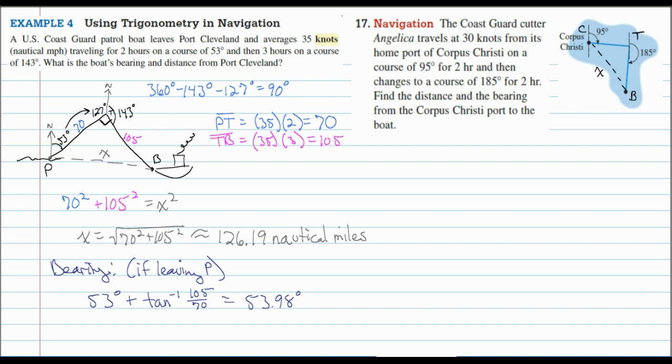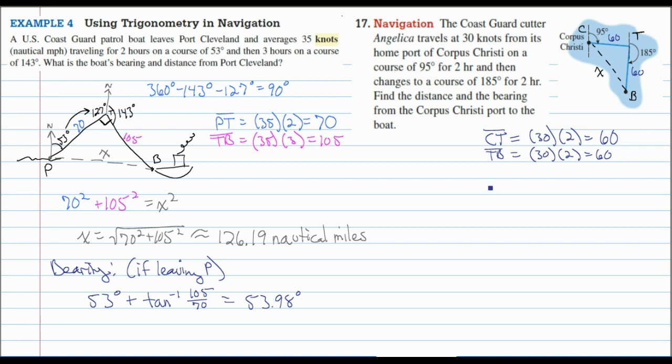Well, if this boat is traveling at the same speed for 2 hours on one leg of the trip, and then the same speed in another leg of the trip for 2 hours, those distances are actually going to be the same. But just for good practice, I'll say CT, from Corpus Christi to the turn, was a rate of 30 nautical miles an hour for 2 hours, 60. And then from TB, 30 nautical miles an hour, again for 2 hours, 60. So this is 60, and this is 60.